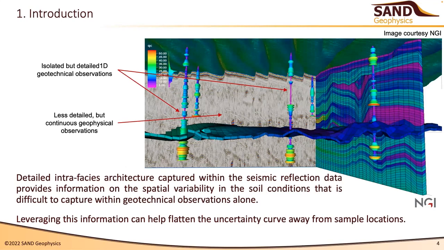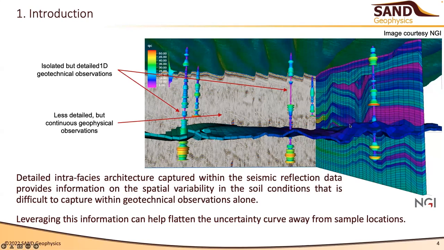And that's kind of the point, really, where I'm coming at with this talk. This image here, put together by NGI for some work we did together on HKZ, shows just some example of one of the problems in terms of trying to stitch this together into a coherent ground model. You have this laterally continuous geophysical data and these very complicated 1D geotechnical observations, and how you're going to realistically interpolate data to capture the variability in ground conditions between those one-dimensional geotechnical locations is extremely difficult to do.